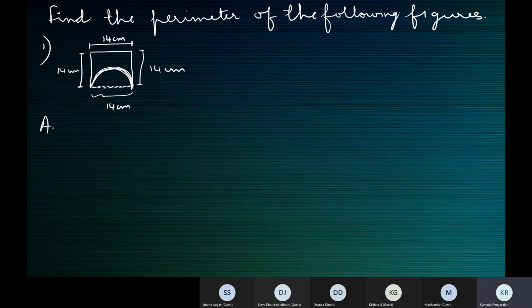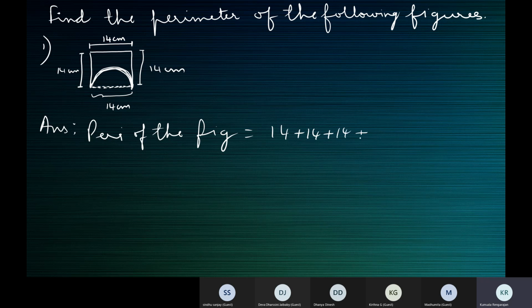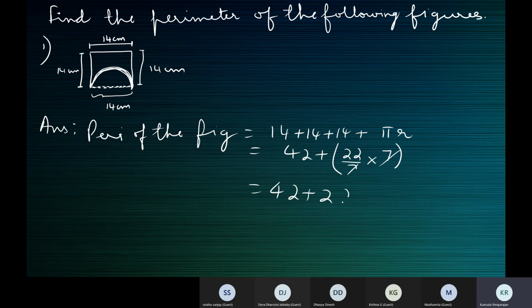So answer: perimeter of the given figure is equal to 14 plus 14 plus 14 plus pi r. That is equal to 42 plus, you can work this in a bracket, 22 by 7 into r. The diameter is 14, r is 7. So that is equal to 42 plus, 7 gets cancelled, 22, which is 64 centimeters.